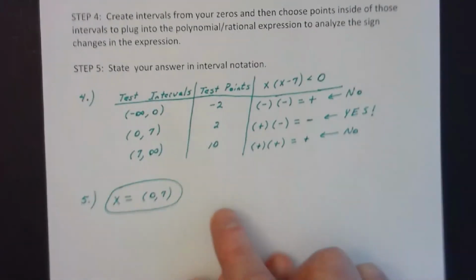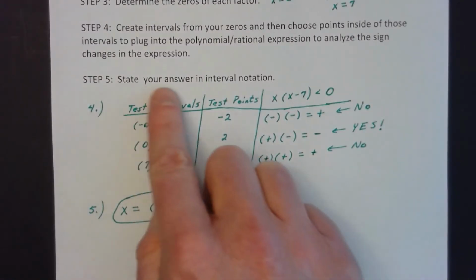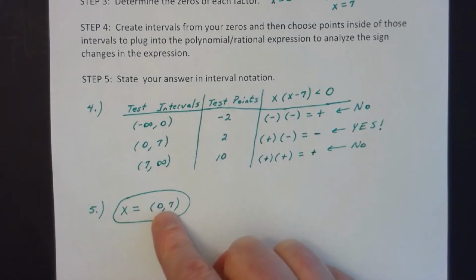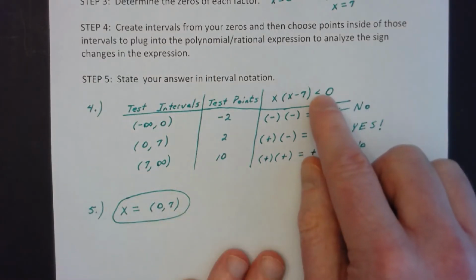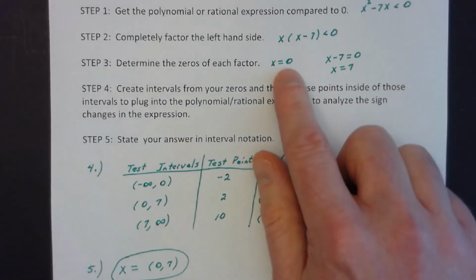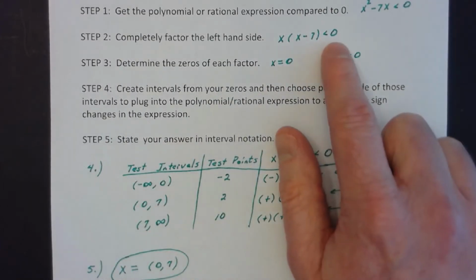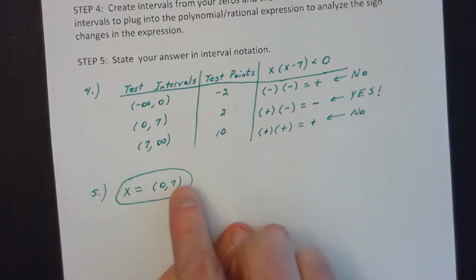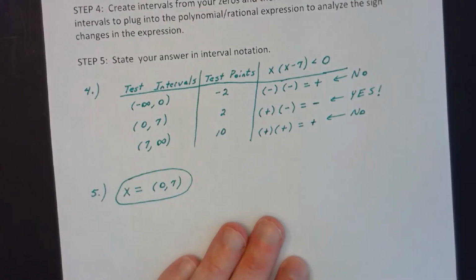You can say, then, that your answer in interval notation is x equal to all values of x between 0 and 7, not including the endpoints, because it had to be strictly less than 0. At those endpoints, I know the function is equal to 0, so those cannot be included in this case, and I have to put parentheses around them.